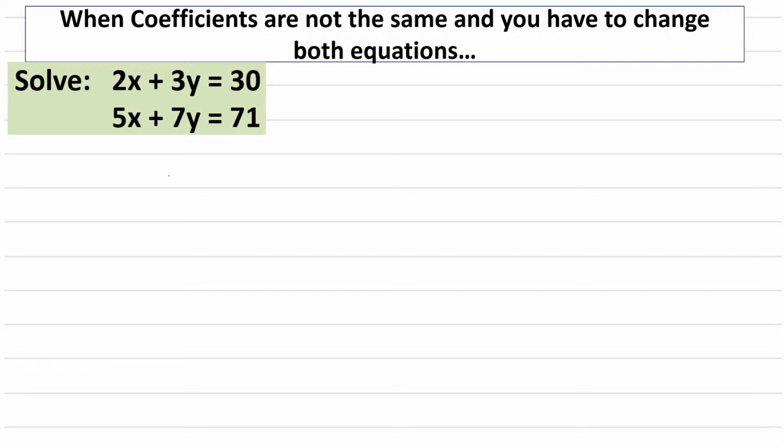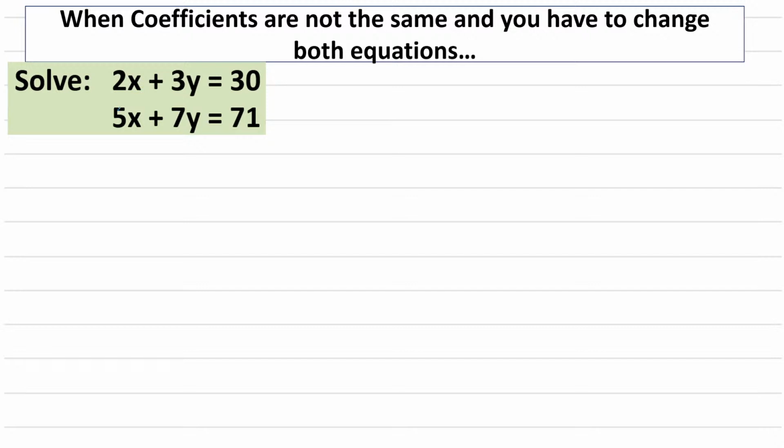Well, I can find a common multiple of 2 and 5, or I could find a common multiple of 3 and 7. So it depends, you choose which one you want to change. Okay, so I'm going to change the x's. I'm going to make the x's the same, which means I need to multiply the first equation by 5.